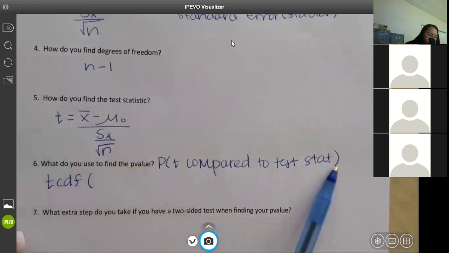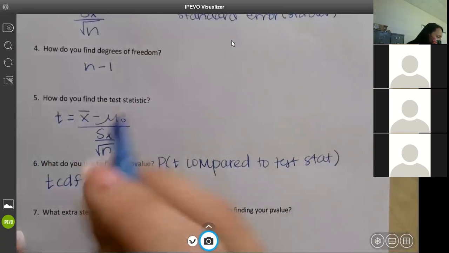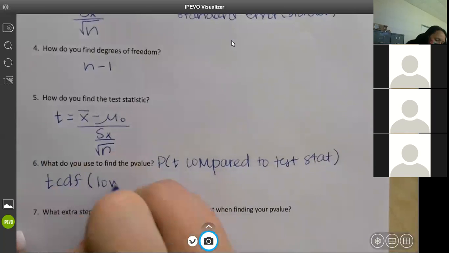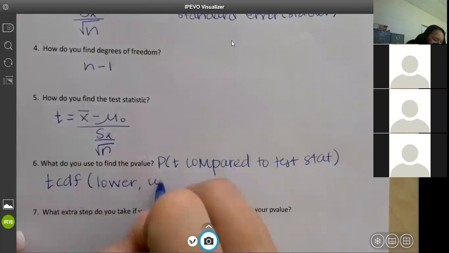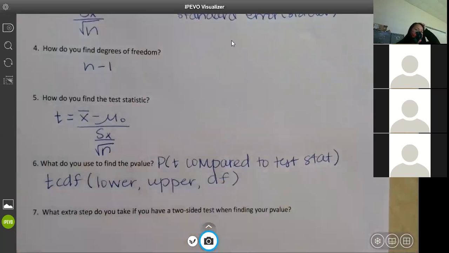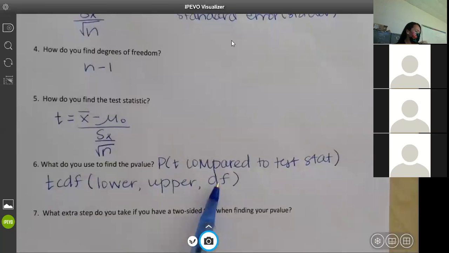And then this will tell you what your upper and lower and your degrees of freedom are, coming from your n. So lower, upper, and degrees of freedom. So why didn't I write that about normal CDF? We've been using normal CDF since first semester. Okay, so you should know how to work that one. The only difference in this one is degrees of freedom.